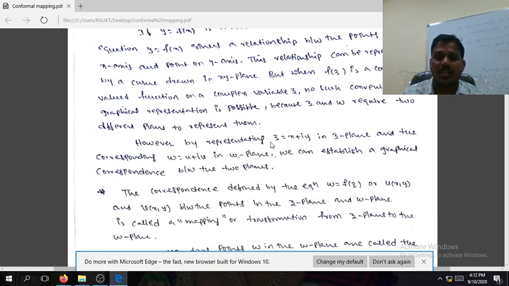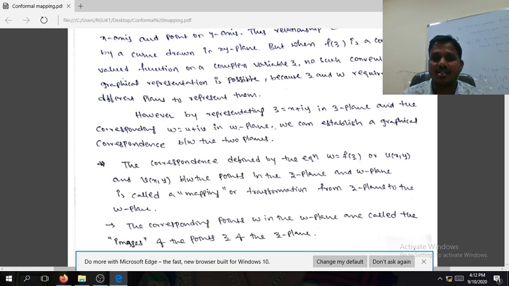As the representation of z is equal to x plus iy in the z plane and the corresponding w is equal to u plus iv in the w plane, we can establish a graphical correspondence between these two planes, the z plane and the w plane. It is easy to represent the points on the x-axis and y-axis in one dimension, but now, in complex analysis, it is not possible. So in that case, we choose two complex planes: the z plane and the w plane.